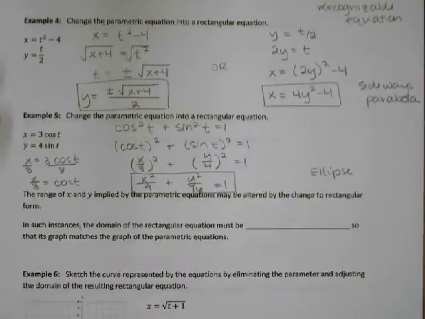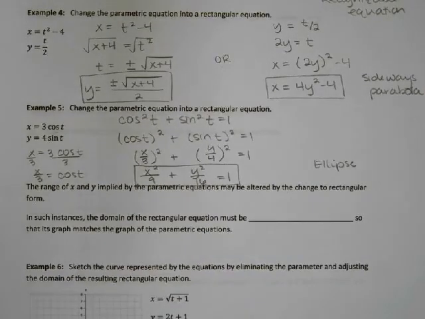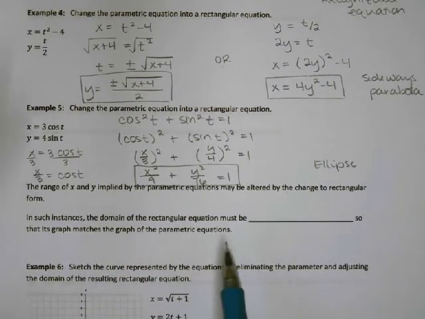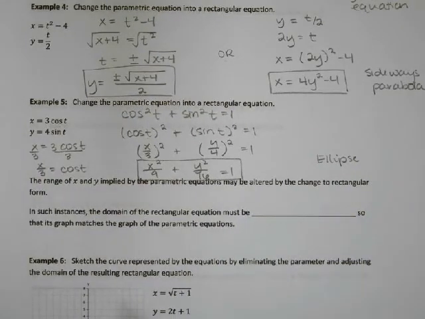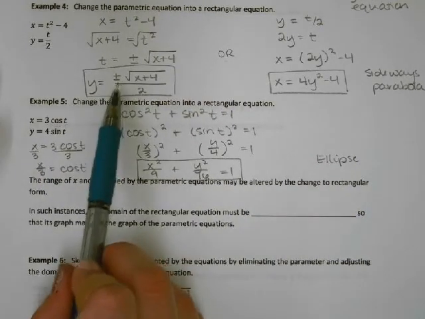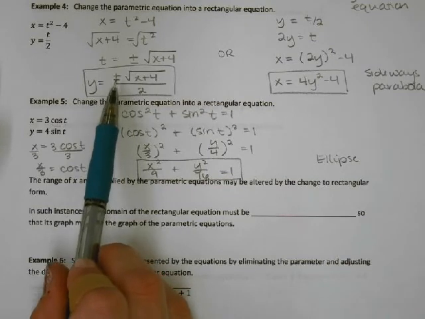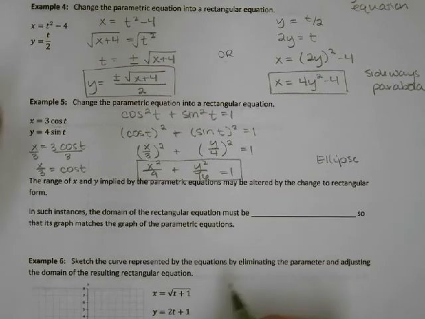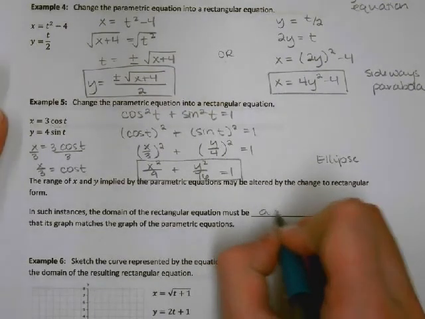All right. The next little thing that we're going to talk about is the domain and range of these as you switch back and forth between equations. So the range of x and y implied by the parametric equations may be altered by the change to the rectangular form. When you do the conversion, you might find, kind of like up here, if I had only used the plus version, then I would have been skipping half of my values. So in such instances, the domain of the rectangular equation must be adjusted so that the graph matches the graph of the parametric equations.